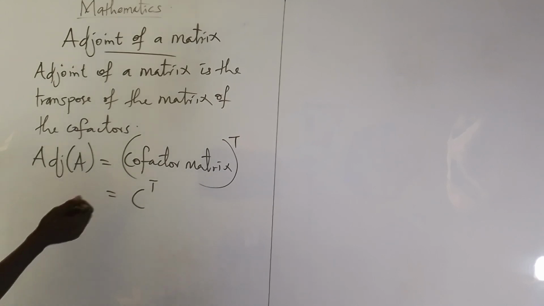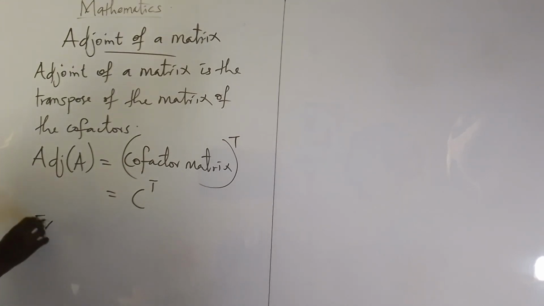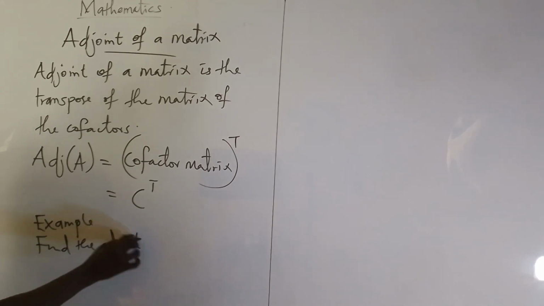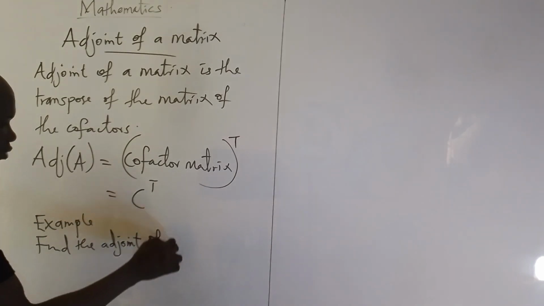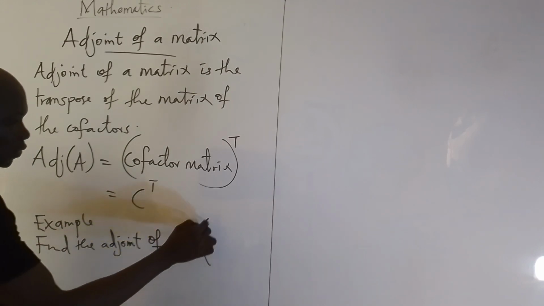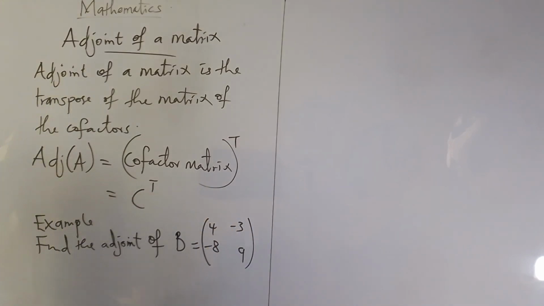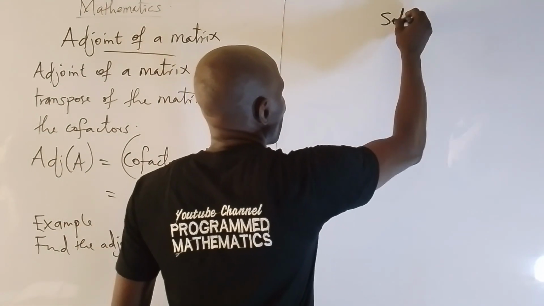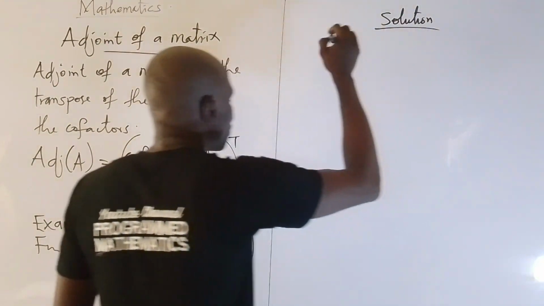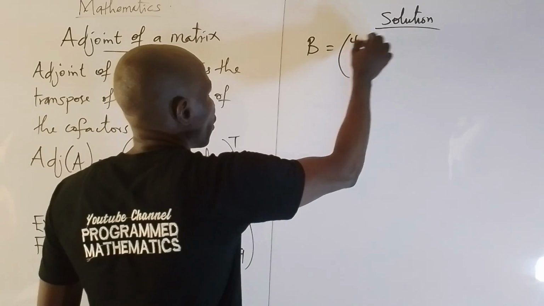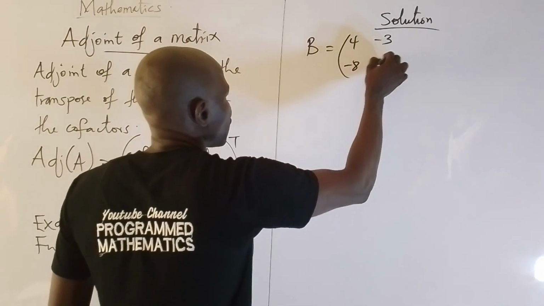All right. As an example, let's assume we want to find the adjoint of matrix B. Matrix B is the matrix 4, -3, -8, 9. So we want to find the adjoint of this matrix B. Now, to do that, first remember we follow the definition for the cofactor.